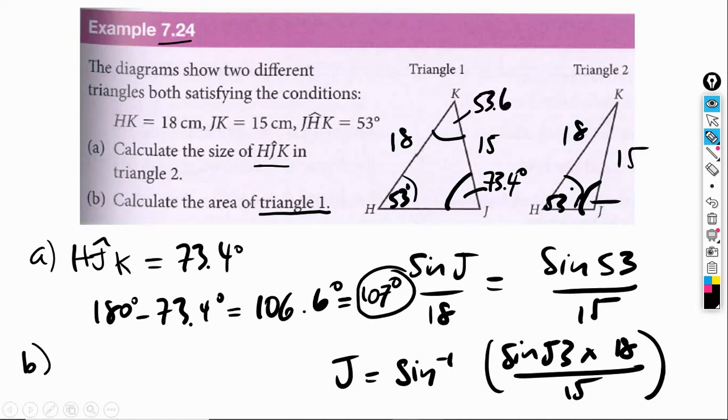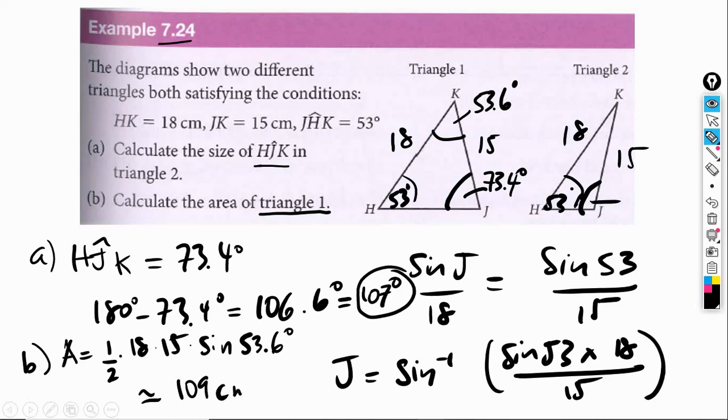53.6 degrees. Okay, so the formula, remember, for any triangle, as long as you have the two sides and the angle contained between them, would be 1/2 times side A times side B times the sine of the angle contained between them, and that would be sine of 53.6 degrees, and this would equal, rounding it to three significant figures, 109 centimeters squared.